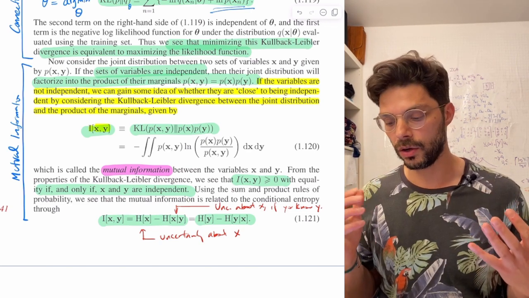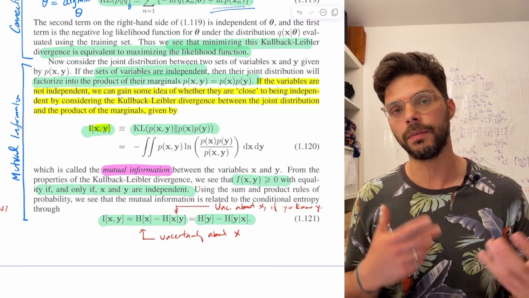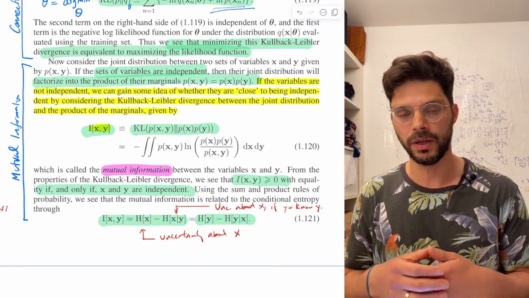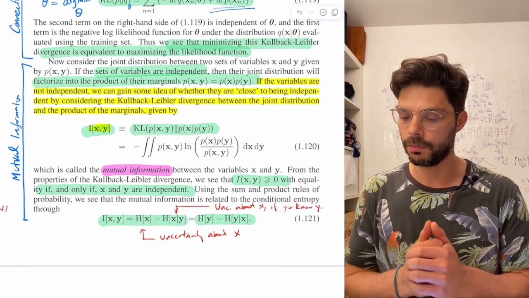So it's a very useful measure of independence, although it can be difficult to compute. These entropies require doing these integrals, so it can be hard to compute, but very useful.